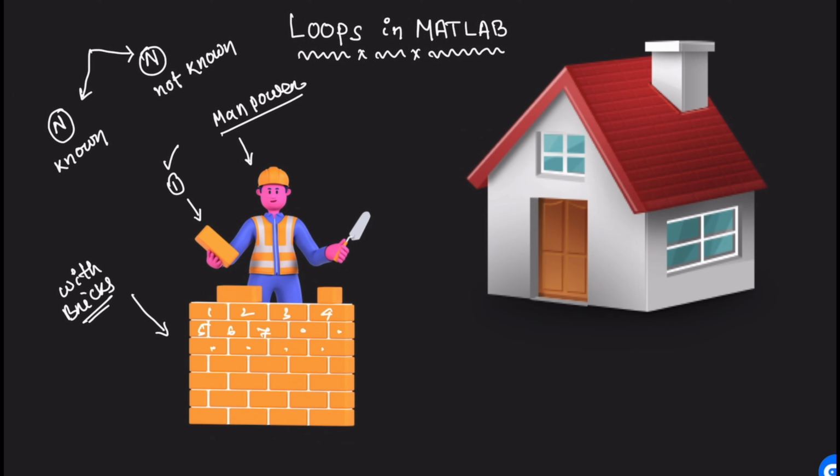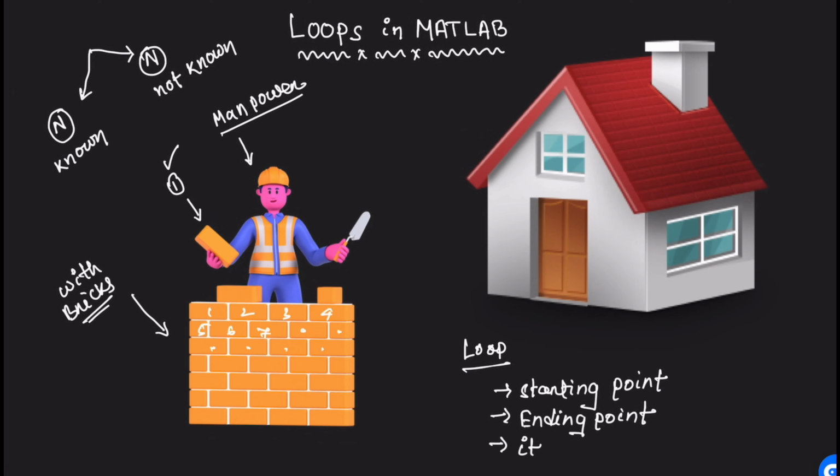So what are the major things that you should have in a loop? A loop should have a starting point. It should also have an ending point, and it should also have an iterator. This iterator will help you to increment. This will increment over time.